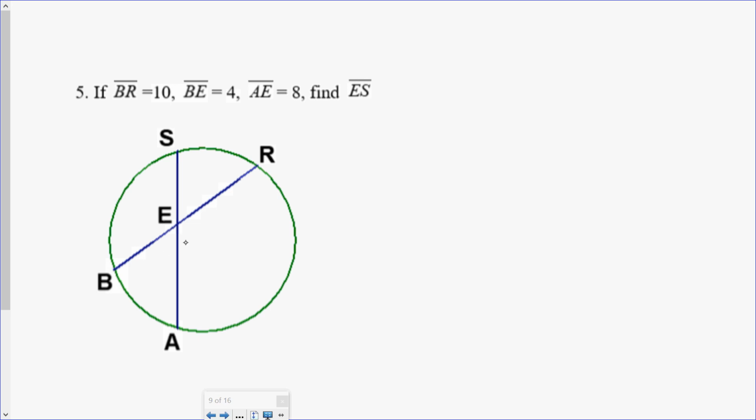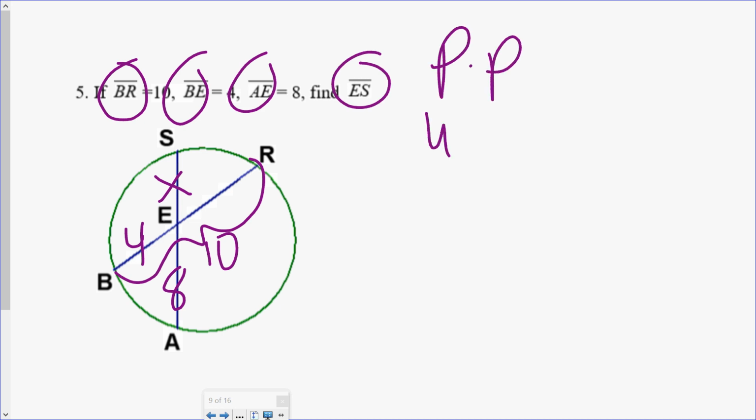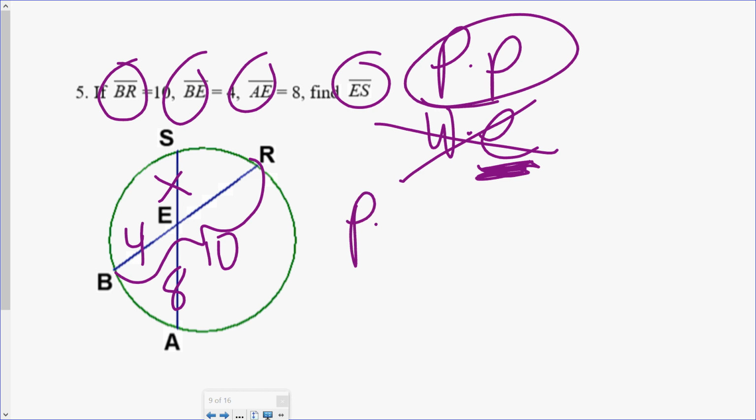BR is 10. BE is 4. AE is 8. It's asking for ES. Arcs and angles or segments? Segment, segment, segment, segment. Segments are PP, WEE. Which one am I using? Well, do I have an exterior piece in this example? Is anything outside the circle? No, everything's inside. So I'm using PP.